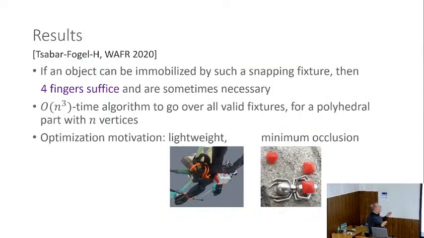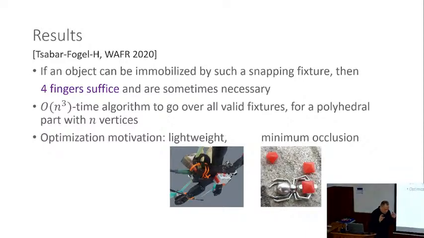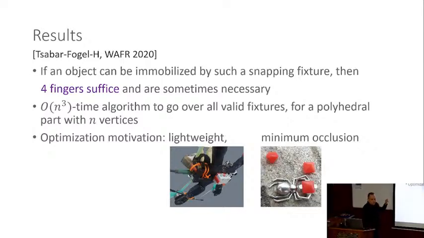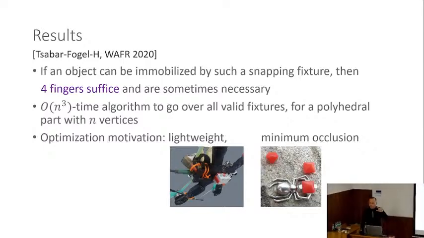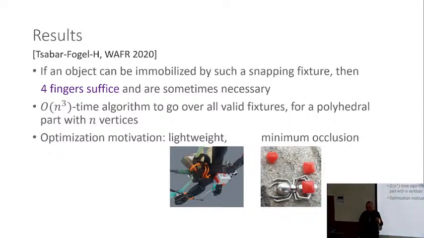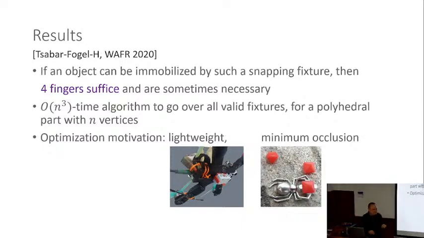Okay, so the first thing that we showed is that if a polyhedron can be fixtured by it, we need only 4 fingers. To find these 4 fingers, a naive algorithm would take time n to the 5, and we give an n to the 3 algorithm. I'll tell you immediately some ingredients of it.